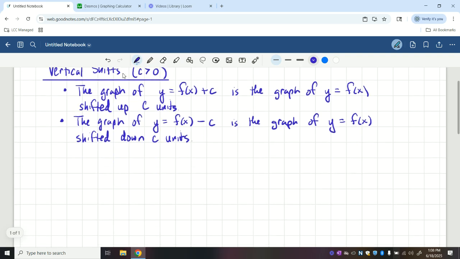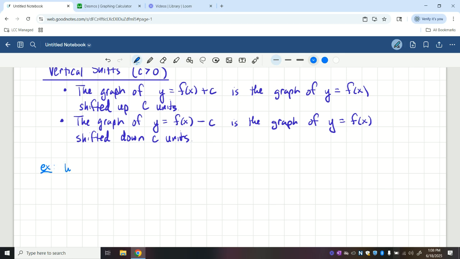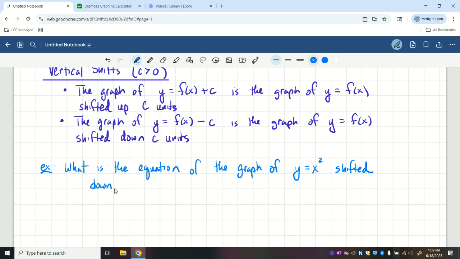Alright, let's do another example here. What if I asked you to do this? What is the equation of the graph of y equals x squared shifted, and we'll do down 5 units, and then we'll do up 3 units.